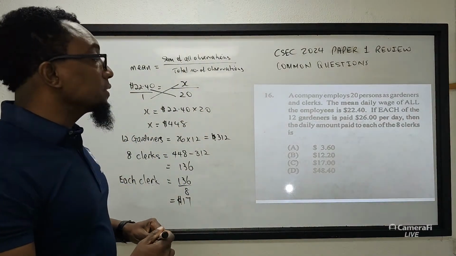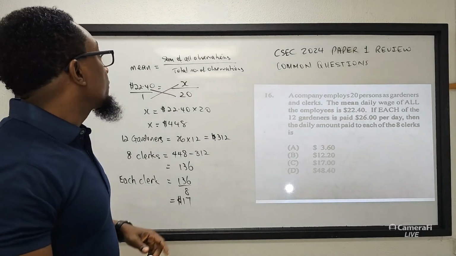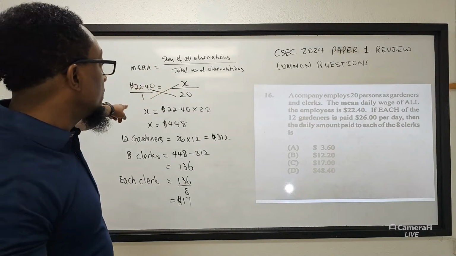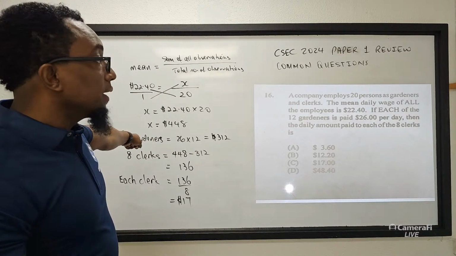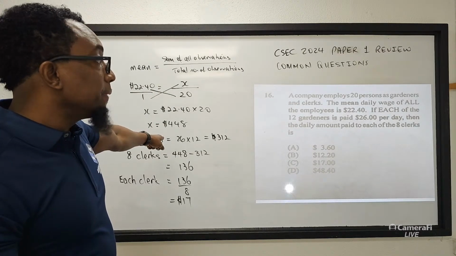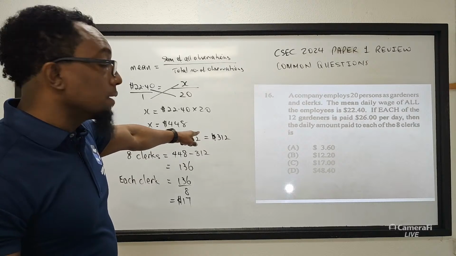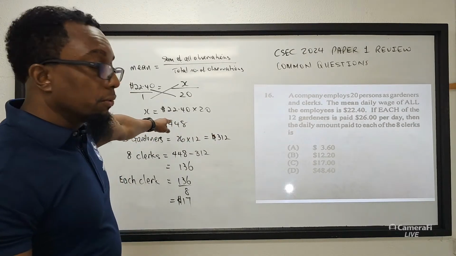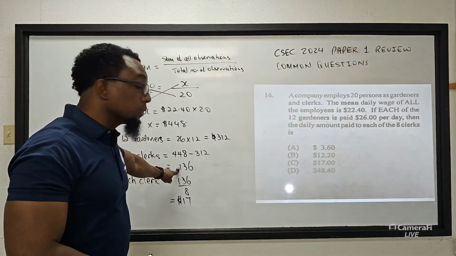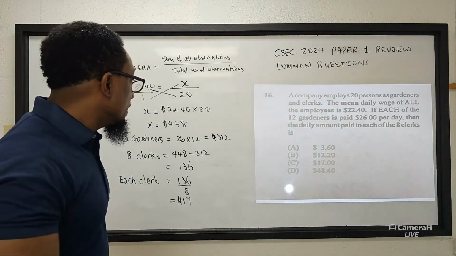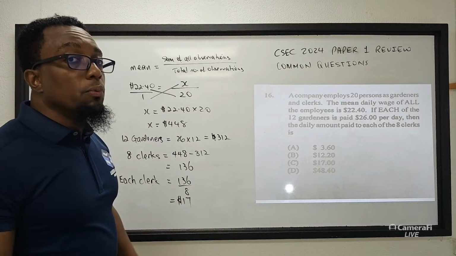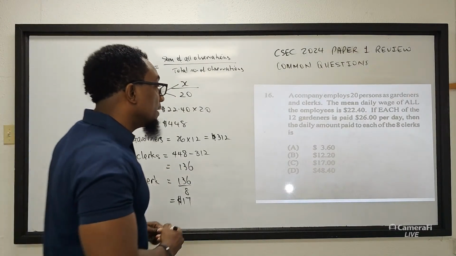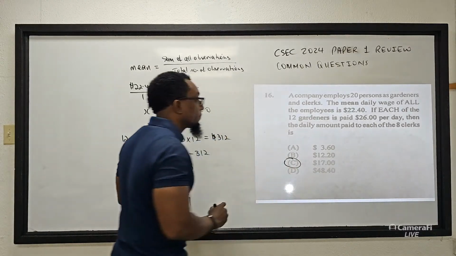Alright, so we should understand how to work out this question. Of course, we have to work out the total amount of money paid to all 20 employees, which is $448. We know the 12 gardeners, each one is paid $26. We can work out the total amount paid to the 12 gardeners. When we subtract that amount from the total amount paid, we're going to have the total amount paid to your 8 clerks. And therefore, you can determine what one clerk will be paid, which is to divide 136 by 8 to give you $17, and that's C.